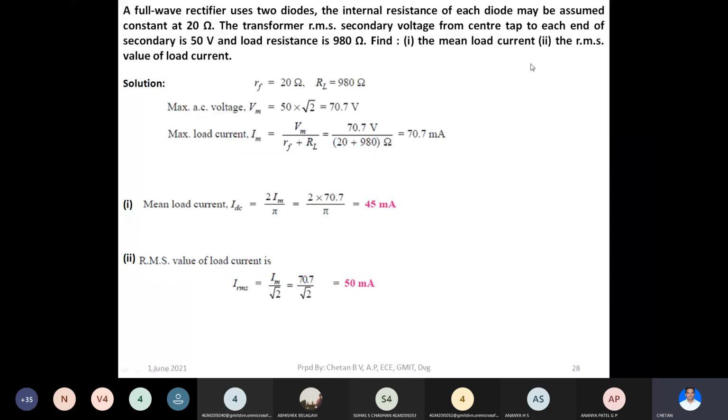The second thing is the RMS value of load current. RMS value of load current is IRMS, which is equal to IM by root 2. This is for full wave rectifier. For half wave rectifier, IRMS is IM by 2. For full wave rectifier, it is IM by root 2. Therefore, IM is the same, 70.7 milli divided by root 2. All right. So you will get this as 50 milliampere.